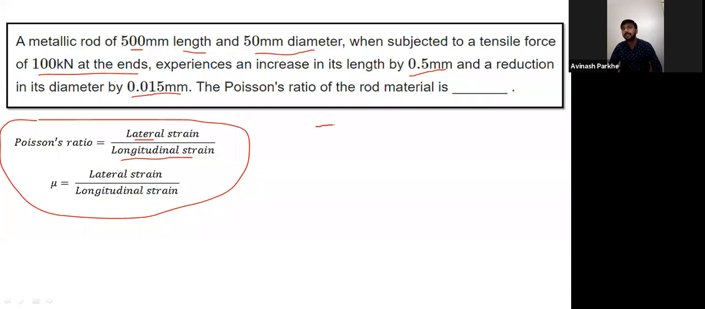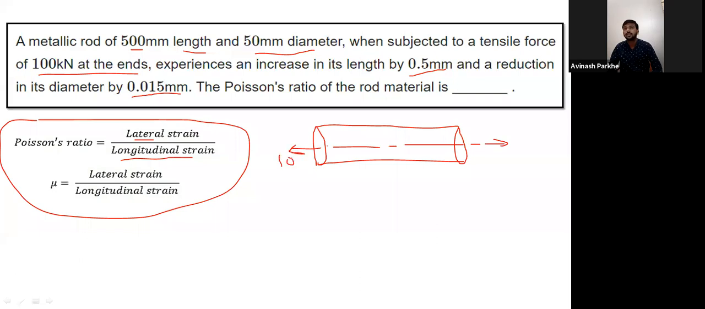Suppose if I draw one figure here, whatever the rod they have mentioned, so this is the rod. It will be circular in cross section. So this is the rod and this is the axis. And here it is subjected to the load of 100 kilonewton. It is a tensile, equal and opposite load. This is the length. Length is given as 500 and this vertical will be considered as the diameter. So this diameter will be D. Okay, so this is the simple figure I have drawn.